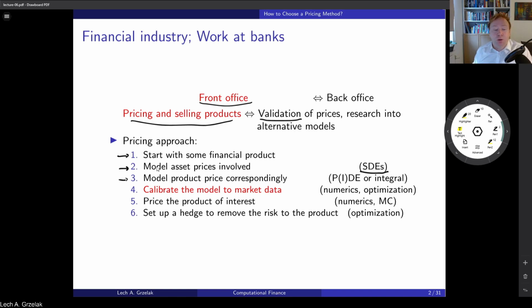Super fast part comes in point number 4, when we need to calibrate our model. Imagine if you have a payoff and you price it, you do it only once. Of course, you do it multiple times if you calculate your sensitivities, so risks to all the risk factors. But in general, you just do it once to get a price. However, if you calibrate your model, this means that you have to evaluate your model hundreds of times, if not thousands of times.